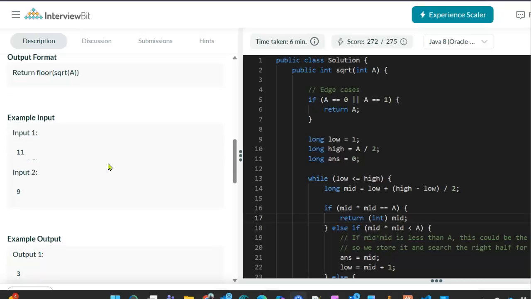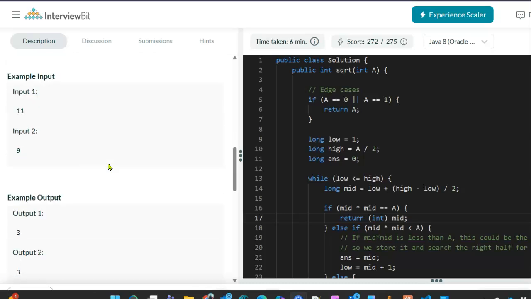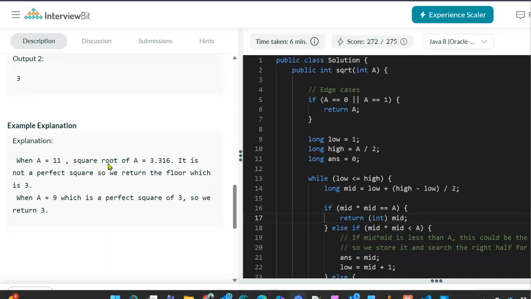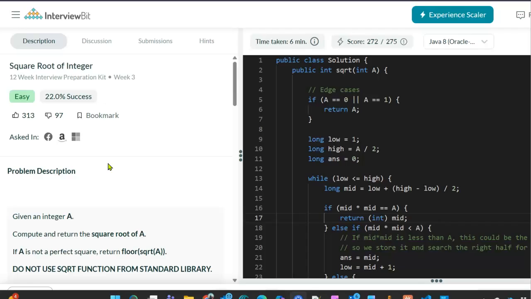Example: for input 11, 3 is too small, 4 is too big, so it's going to be 3 for input 1, and also 3 for input 2, because 9 is a perfect square, and we get the 3 there. All right, good. So let's look at how we might do this with a binary search.